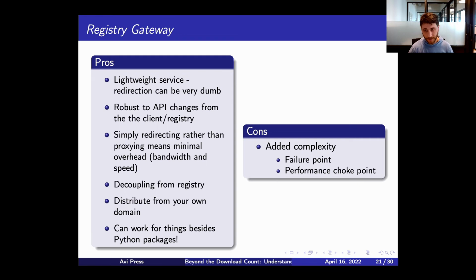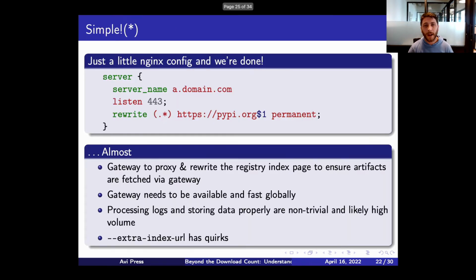Obviously, there are some cons to this, which is that we're really adding complexity to the whole stack. It's a new failure point, a new performance choke point, and so these things can't just be taken lightly. They have to be added carefully to your stack should you decide to go this route. But overall, it's very simple. With a little Nginx config like this, we take some new domain, listen for HTTPS traffic, and rewrite everything we get over to PyPI.